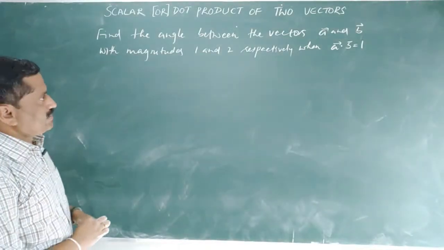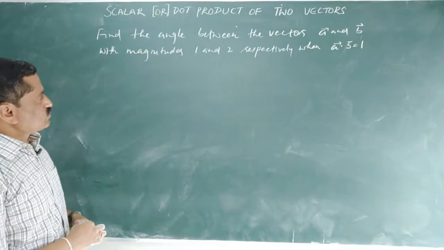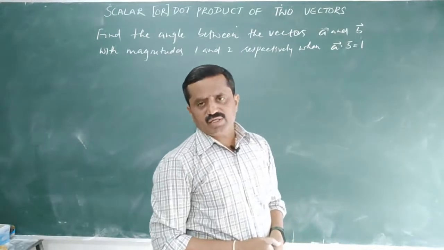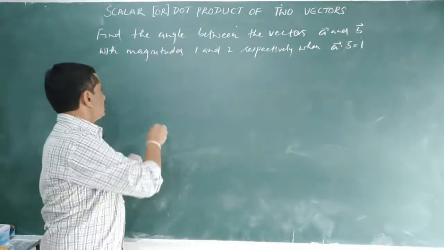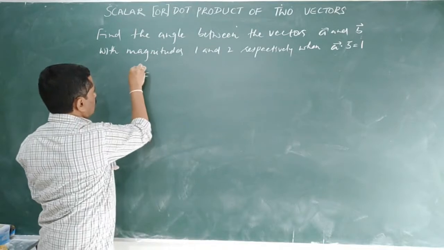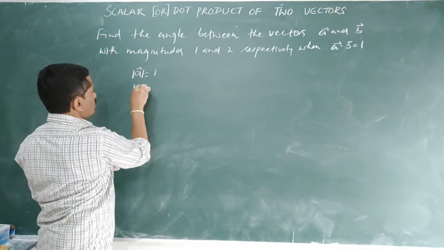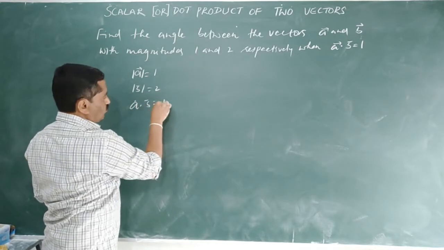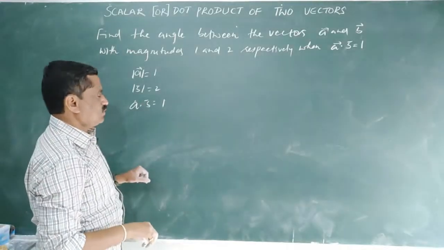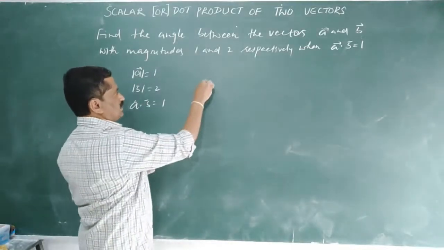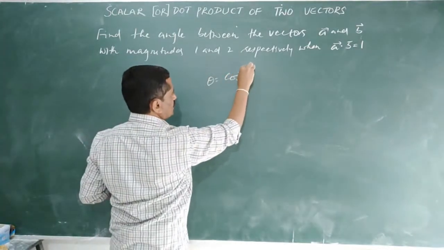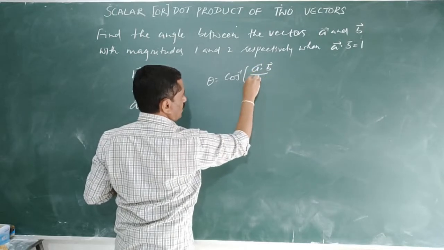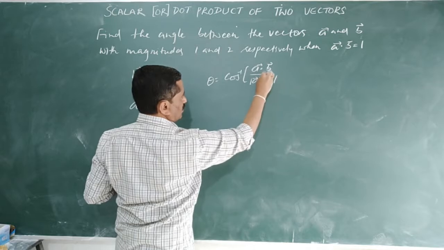Next, find the angle between the vectors a bar and b bar with magnitudes 1 and 2 respectively when a bar dot b bar is equal to 1. So he has given that magnitude of a bar is equal to 1 and magnitude of b bar is equal to 2, as well as a bar dot b bar is equal to 1. So we have cosine of angle theta. Therefore theta is equal to cos inverse of a bar dot b bar divided by magnitude of a bar into magnitude of b bar.